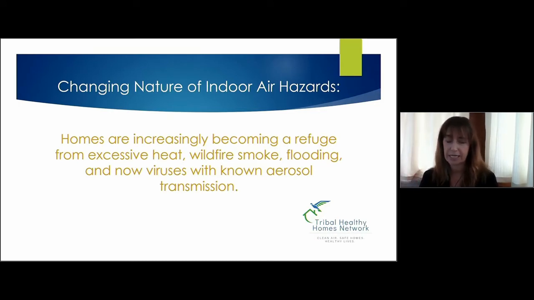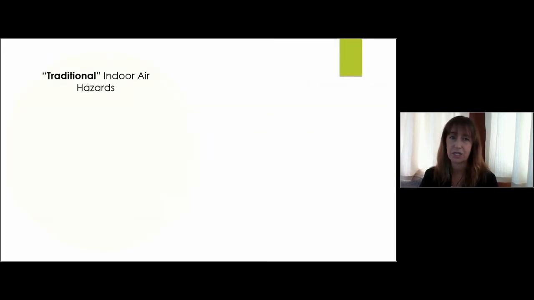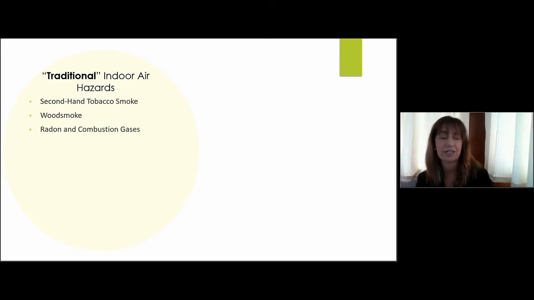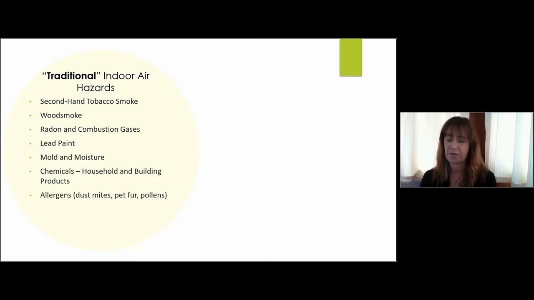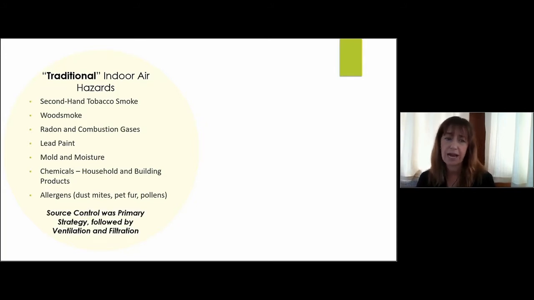I'm going to break this idea down a little bit to explain what exactly is changing. Traditional, which is a strange way to put it, but sort of indoor air hazards, if you've not worked in this field, you still may have very much heard these terms. We talk about secondhand tobacco smoke as an issue, wood smoke, radon, combustion gases, lead paint, mold and moisture, chemicals both from household products and those used for building, and then allergens, dust mites, pet fur, pollens. For these indoor air hazards, source control was really our primary strategy, and it was followed by ventilation and filtration.